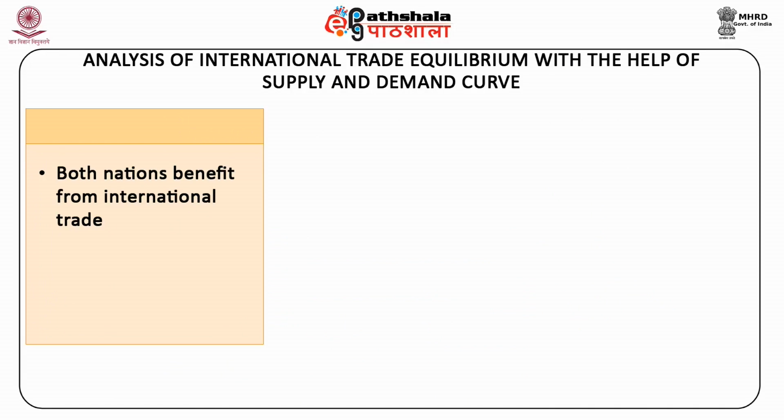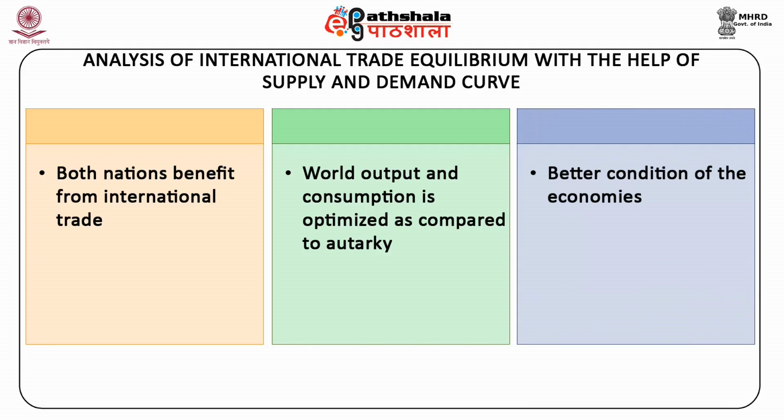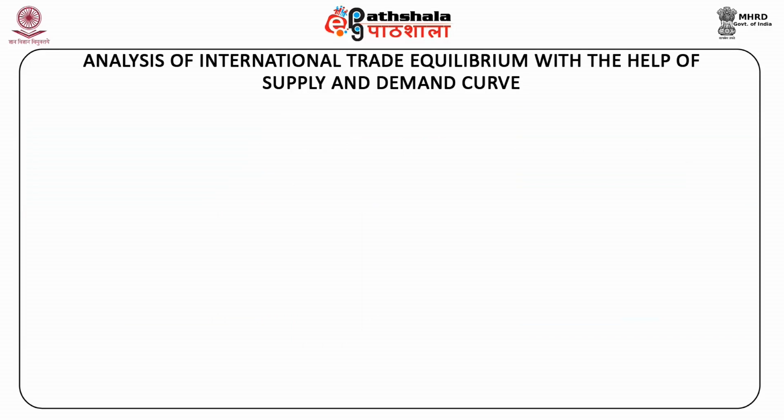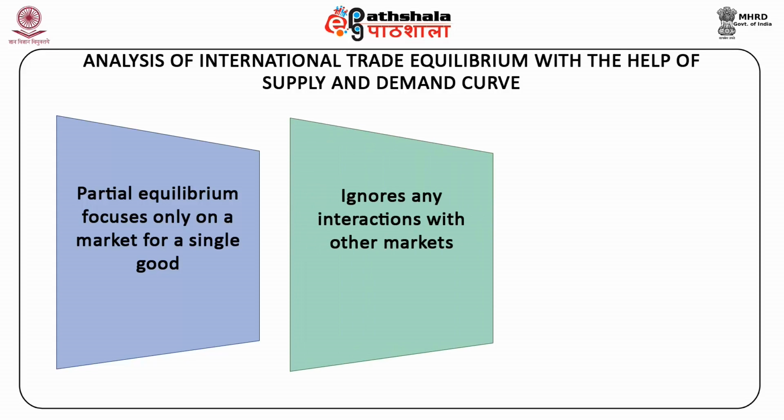Both nations benefit from international trade and world output and consumption is optimized as compared to autarky. This implies that when trade takes place, it results in a better condition of the economies than when the economies were self-independent. This analysis is a partial equilibrium model, thus focusing only on the market for a single good and ignoring any interactions with other markets.